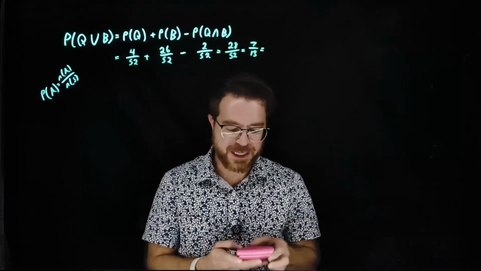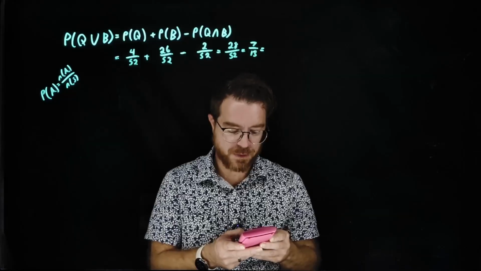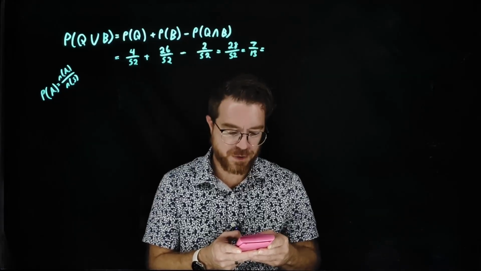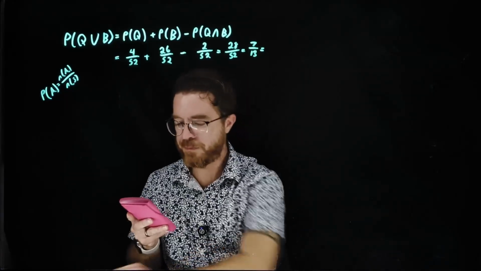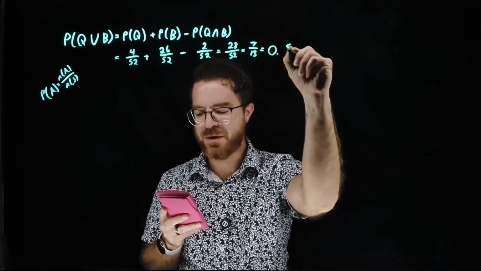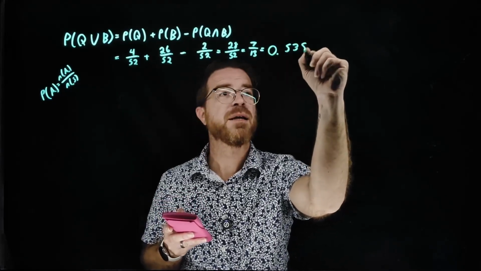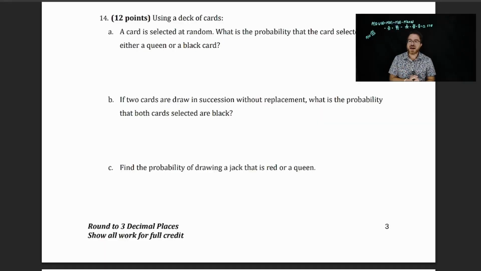I'm just going to write down the decimal real quick. So this is going to be 28 divided by 52. I get 0.538. The second part of the question asks, if 2 cards are drawn in succession without replacement, what is the probability both cards are black?